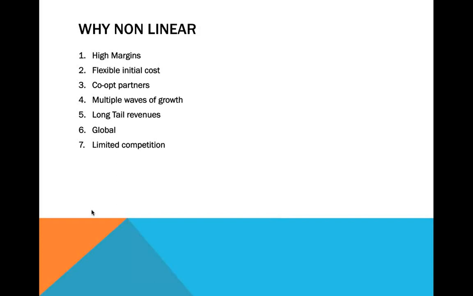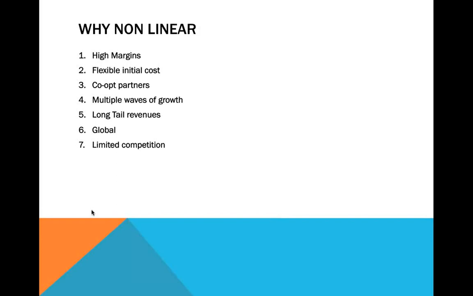The third is you can co-opt partners along the journey and therefore also use them as part of your marketing muscle or your approach into the market, and then therefore offset some of your marketing costs as you're growing the business. The fourth is because it's got all these different facets, you have multiple waves of growth. You're not just looking at growing one business and then competing around that one business. You are actually enabling multiple waves of business growth.